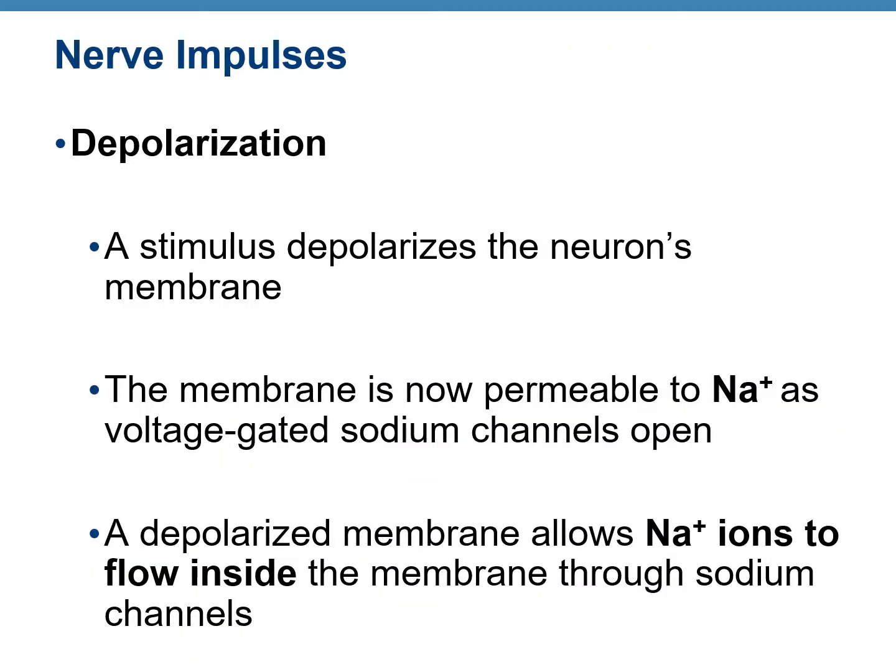The second stage of nerve impulse transmission is called depolarization. In this stage, a stimulus comes and is said to cause depolarization of the neuron's membrane. In this stage, the membrane of the neuron becomes permeable to sodium or Na positive ions because the sodium channels open. This is passive transport, and the depolarized membrane allows the sodium ions to start flowing in passively.